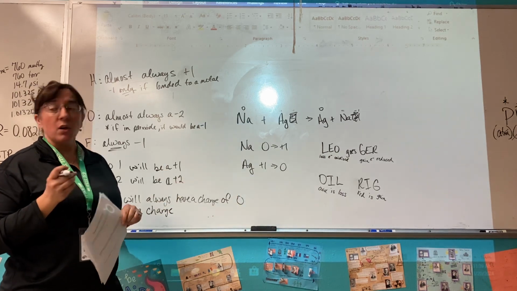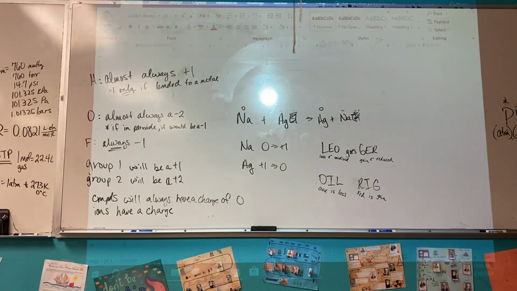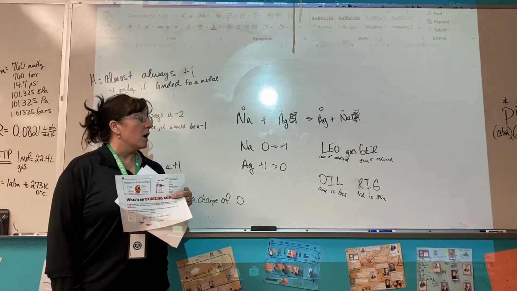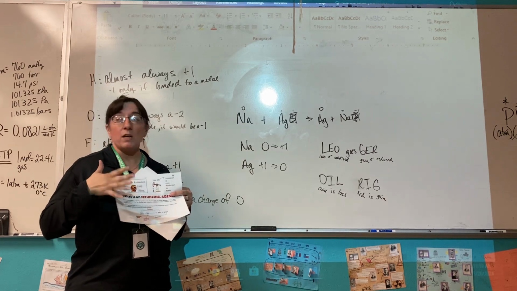But these right here are the most common ones. So on your little handout, let me see a handout really fast. That's what I put right here at the very top of it. I put Leo the lion goes grr, and I put OIL RIG. So use this little handout. It's going to help you out.